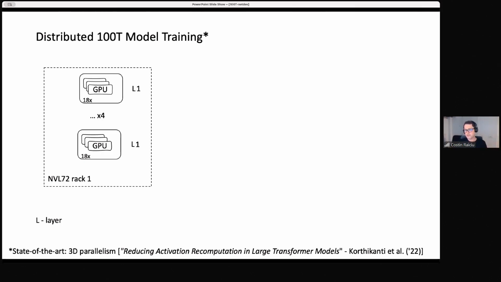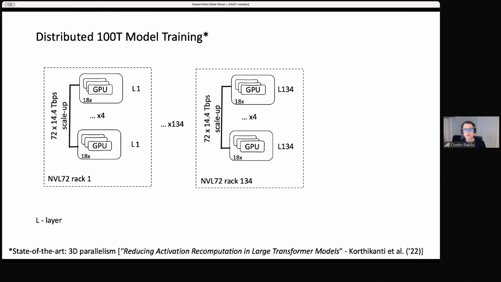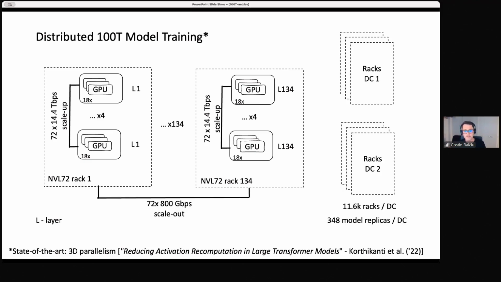Obviously, this model has hundreds of layers, so you'll need 134 racks in total to just hold 1 copy of the entire model. Layer 1 is in rack 1, layer 2 is in rack 2, and so forth. To do the training, you start plugging in data from here, and it will trickle down all the way to layer 134, and then come back. And this is just 1 copy of the model, but of course, you have a lot more copies because there are a lot of racks.